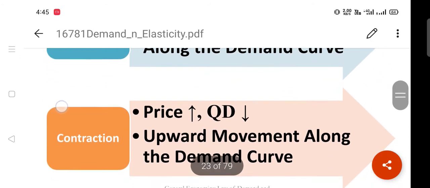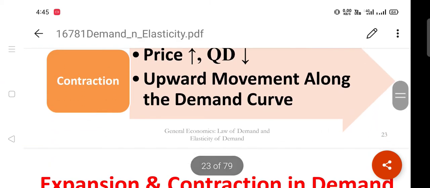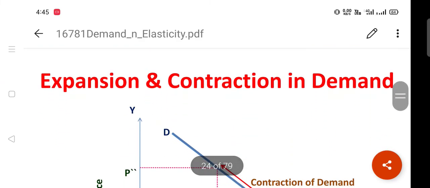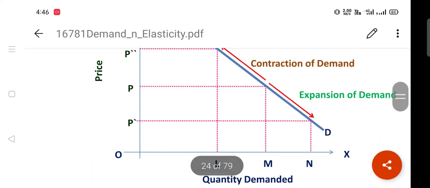इसी के opposite, contraction is the situation when there is a rise in price for a commodity, resulting in a fall in the quantity demanded for that commodity, due to which it is always an upward movement along the demand curve. So expansion and contraction in demand, with the help of this diagram, or you can say curve.